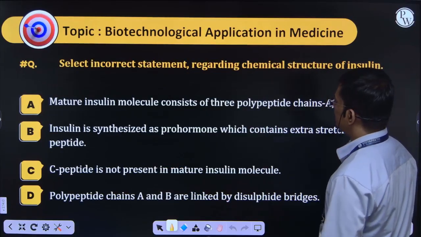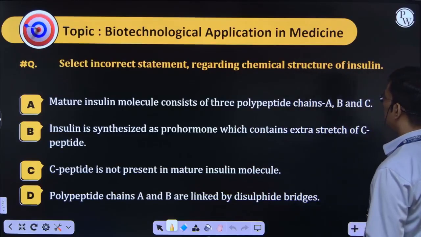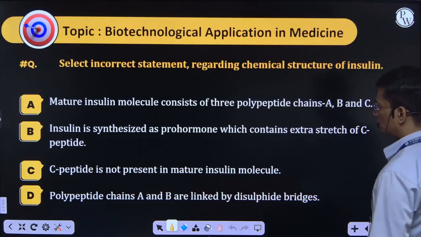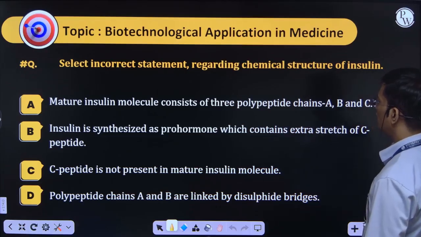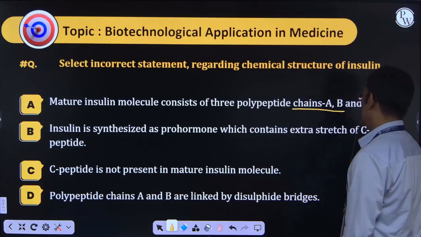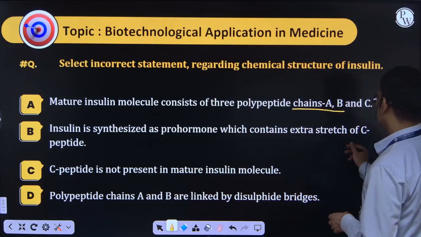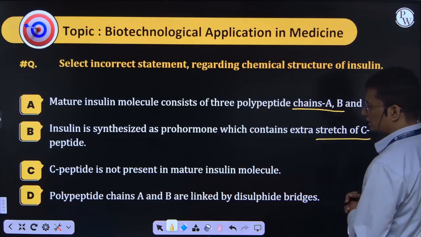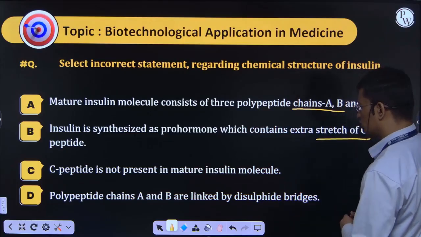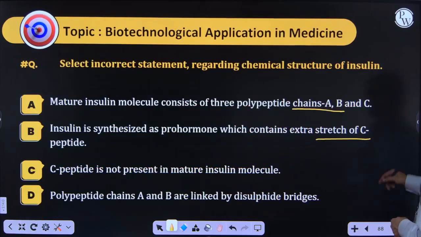Select the incorrect statement regarding the chemical structure of insulin. Mature insulin molecule consists of 3 peptides, A, B, C. So that is not correct. Only A and B will be there, joined together with the help of disulfide bridges. In the immature one, an extra C peptide will be there. C peptide will be removed in the mature one. So here the answer is correct.